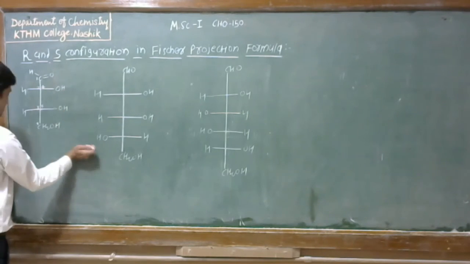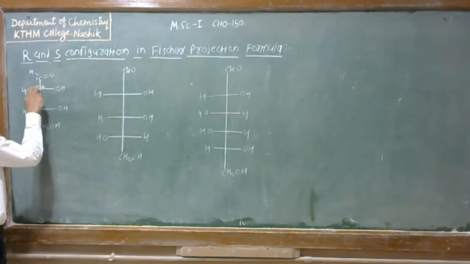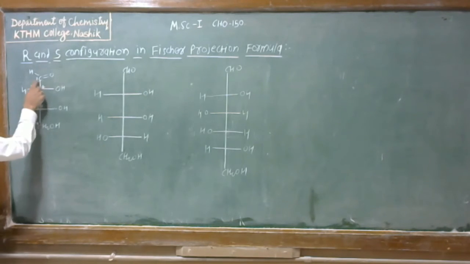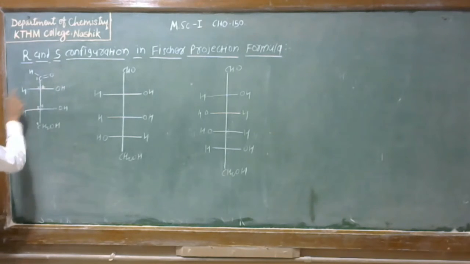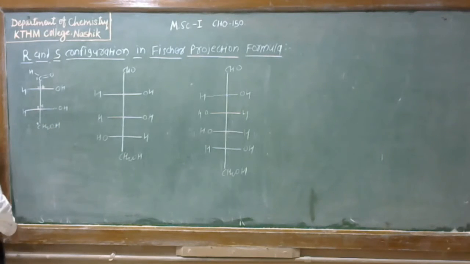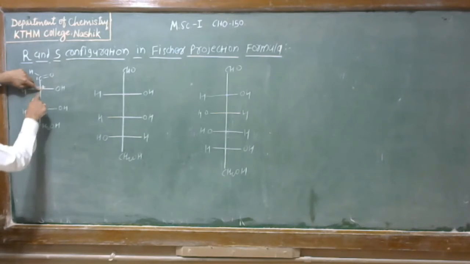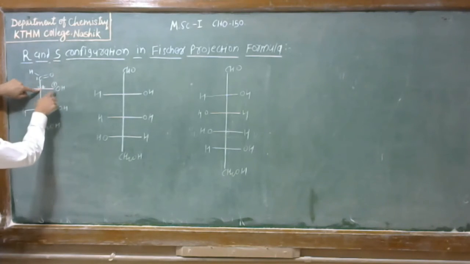Let us firstly discuss the R and S configuration for the chiral carbon atom number 2. See here, CHO is the first group, OH is the second group, hydrogen is the third group. So we have to observe the atom. See, this is oxygen, this is carbon, this is hydrogen, and this is carbon. So the group which is attached to the oxygen is the first priority.